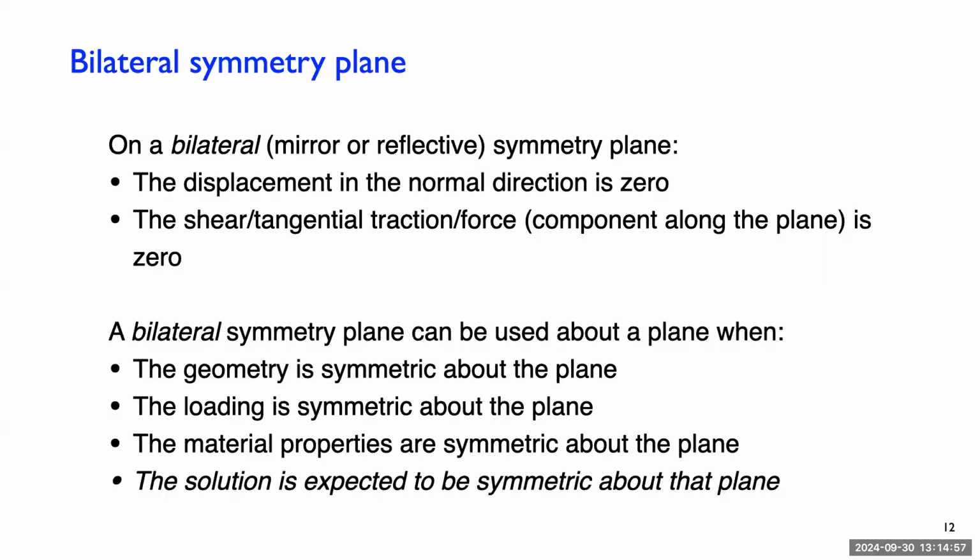And the material properties. In the plate problem I gave there, if that was a glass fiber or carbon fiber where the fibers were going at 45 degrees, then that wouldn't be symmetric about the loading direction. You'd have to actually model the whole plate in that case. And then the last one is a little more subtle. This is related to the equations themselves. The solution is expected to be symmetric about the plane. This one is a little bit more ill-defined.